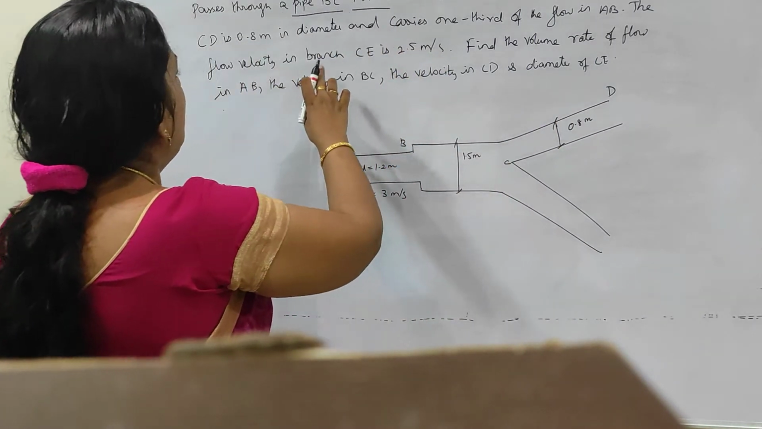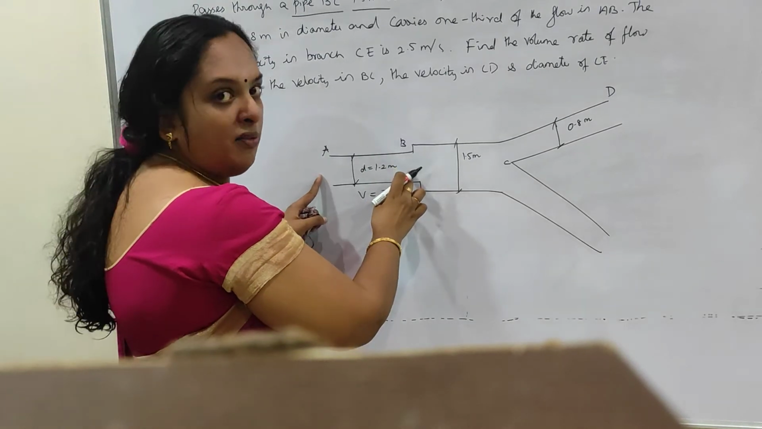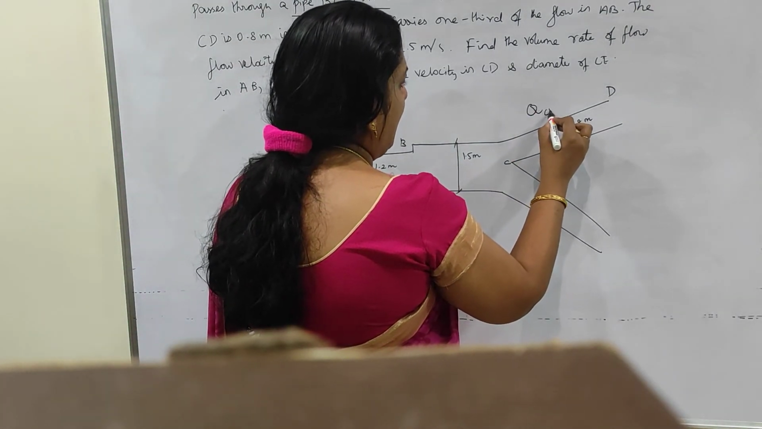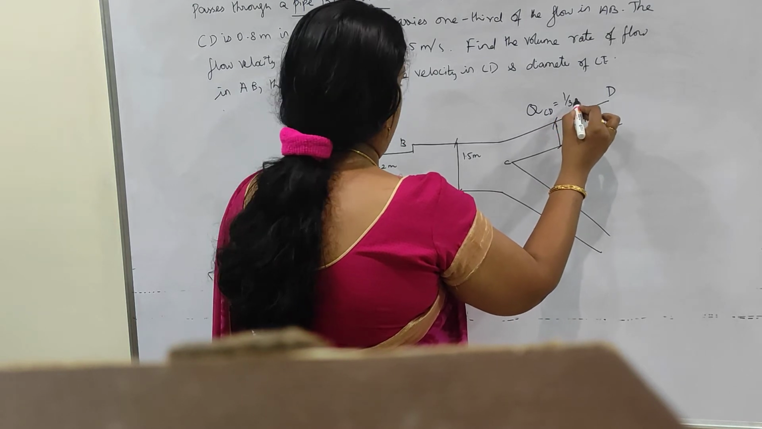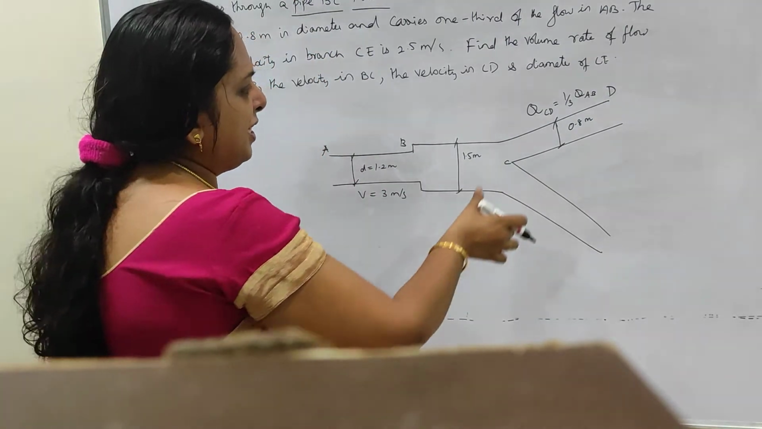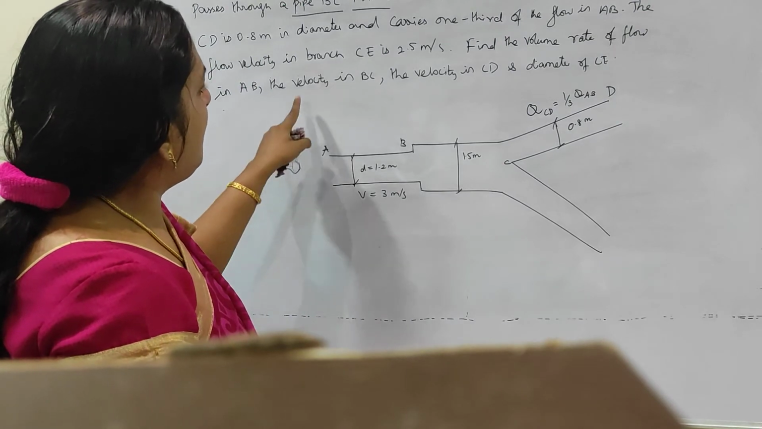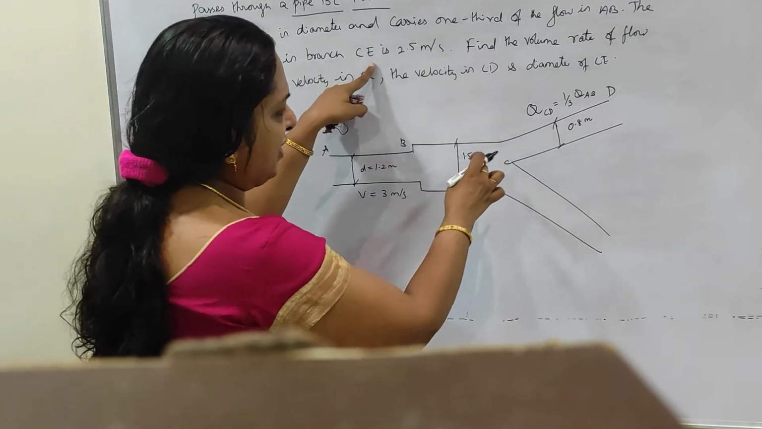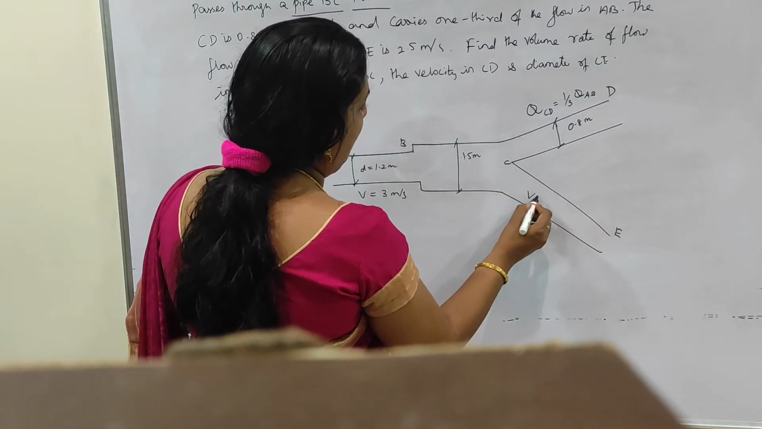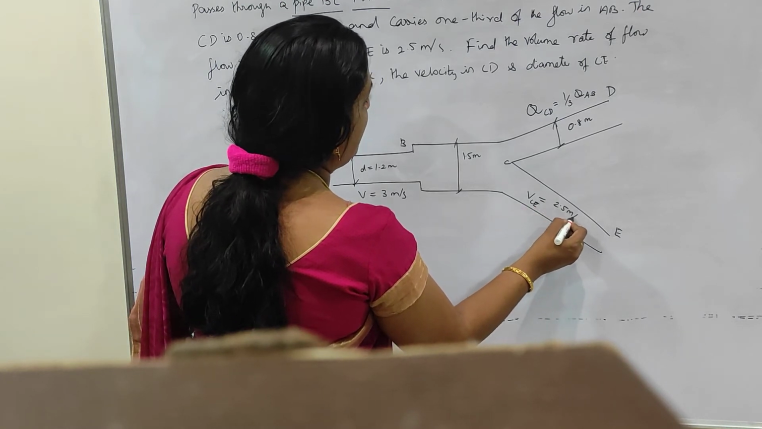Here they have given that it carries 1/3 of the flow in AB. So what is the 1/3 of the flow in AB? That is carried by here. So we can take QCD as equal to 1/3 of Q of AB. So discharge at this point will be 1/3 of Q of AB. And the flow velocity in branch CE, one more branch. First branch is CD, second branch is CE. The flow velocity they have given is VCE, equal to 2.5 meter per second.